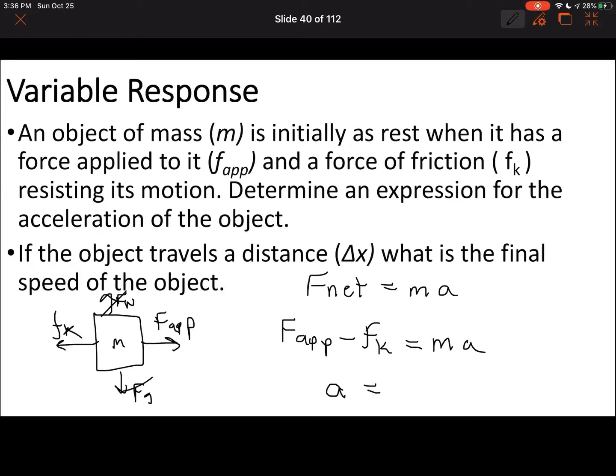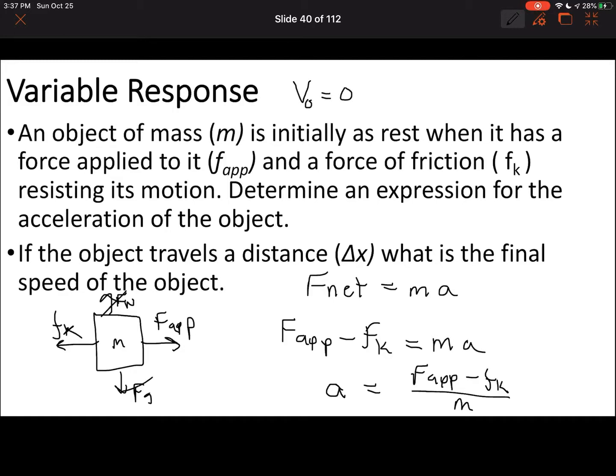I want an expression for acceleration, really an equation, I shouldn't say expression here, for the acceleration. Well, that's going to then be F applied minus the force of friction, divided by m. If you're wondering what that k stands for, it stands for kinetic, because we have friction from the motion of an object. And we will see why we need to specify that in our fifth lecture when we talk about friction. If the object travels a displacement delta x, what's the final speed of the object?